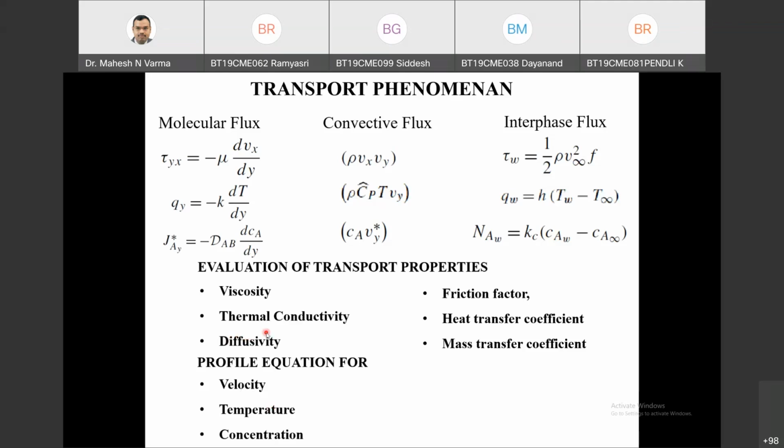Similarly, in mass transfer, if you know how to get the diffusivity, how to get the mass transfer coefficient, and how to get the concentration profile, then almost 90% of mass transfer is solved.